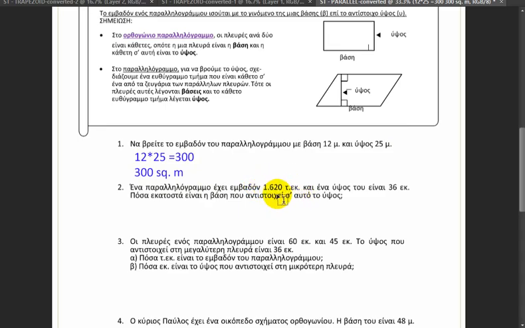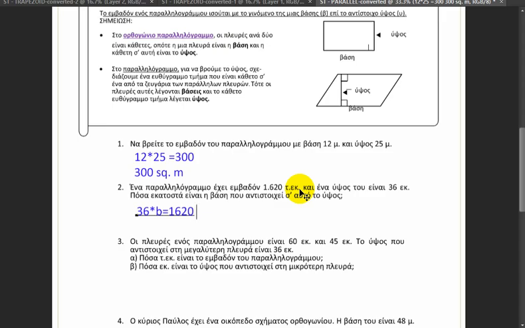Next up, we have a parallelogram, and we are being told that its area is 1,620 square centimeters, and its height is 36 centimeters. And we're being asked what length the base is. So we know that the height is 36 centimeters, and if we multiply that by the base, we get 1,620. Then we want to find the base. What does this look like? This looks like an equation where b is the unknown.